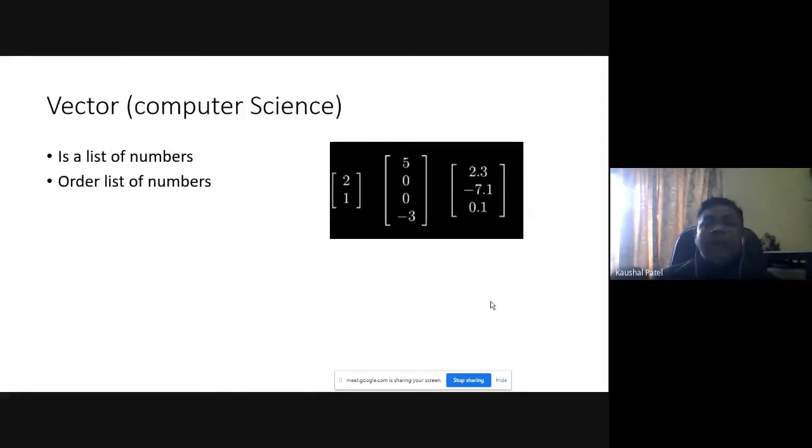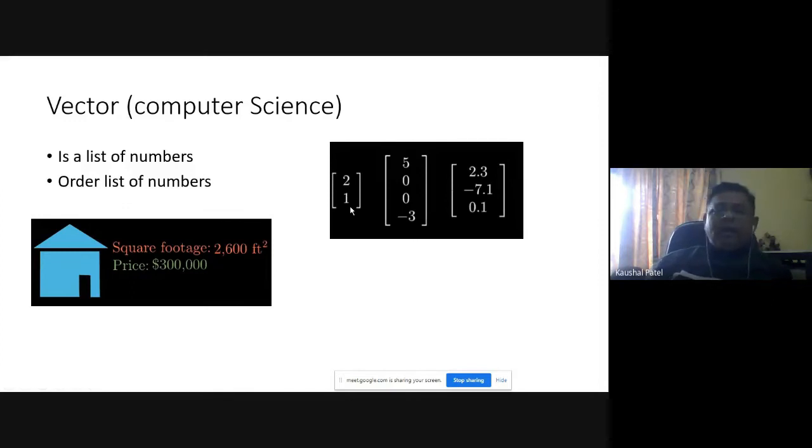Whenever we go with computer science, a vector is a list of numbers. This is nothing but a list actually, and it is an ordered list of numbers. Means you cannot change the 2 and the 1. It is 2 first and 1 second, so we cannot replace it. So we can always define it as an ordered list of numbers.